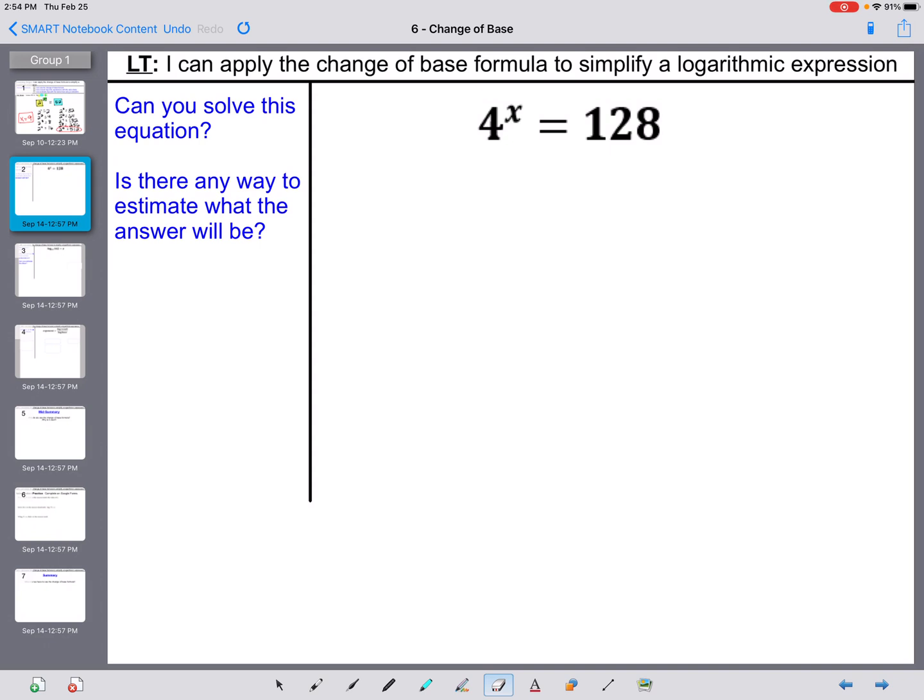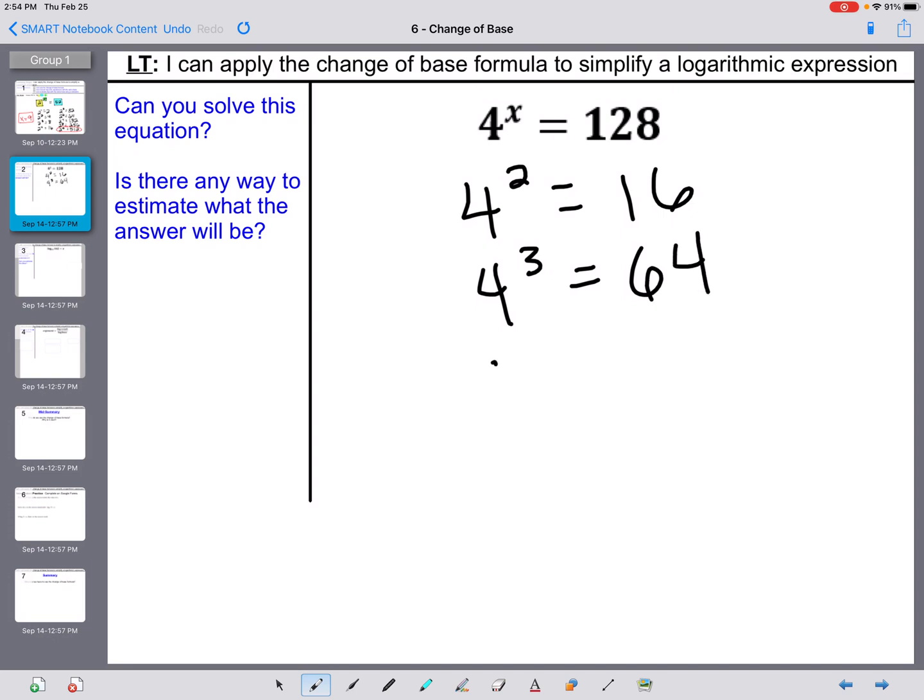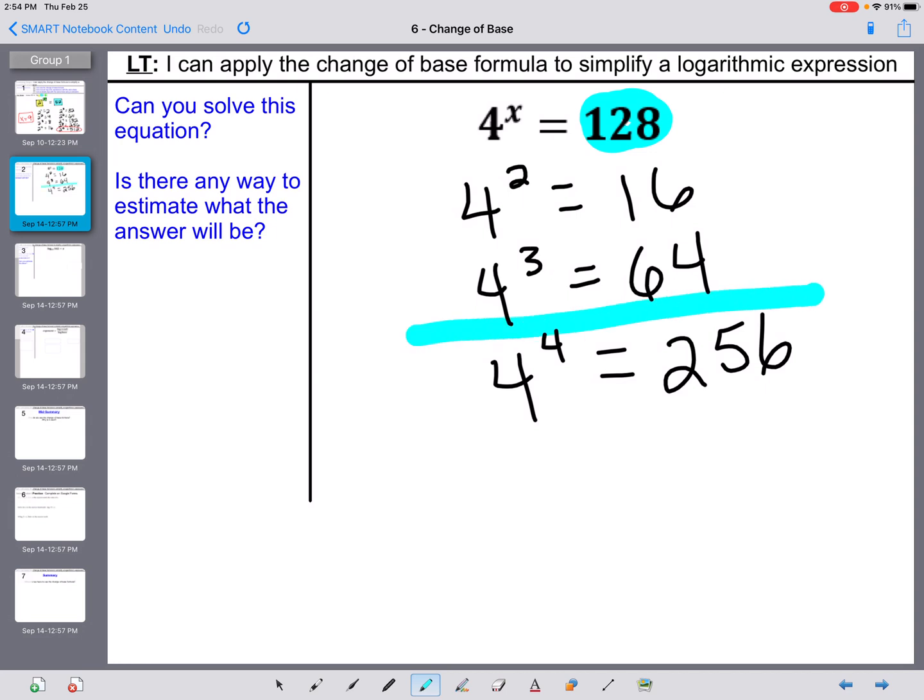So if we use the method that we had in the do now, which is guess and check, we could just start plugging in values for x and finding out which one comes out to be the exact value of that exponent. So we'll start off with 4 squared, that's 16. So I'll keep going. 4 to the third, 64, I'll keep going. 4 to the fourth is 256. And then we see that we kind of have a problem here. So if we're looking for 128, that would be somewhere in between 64 and 256.